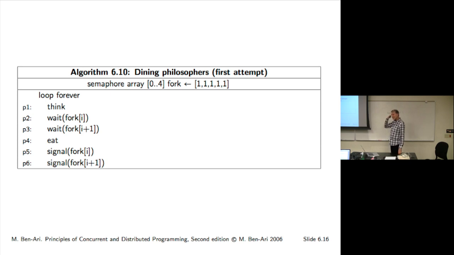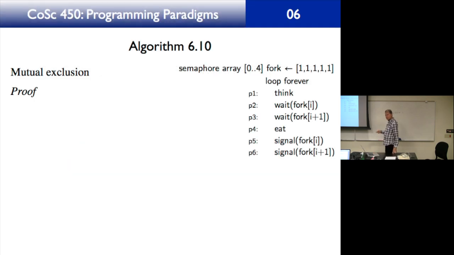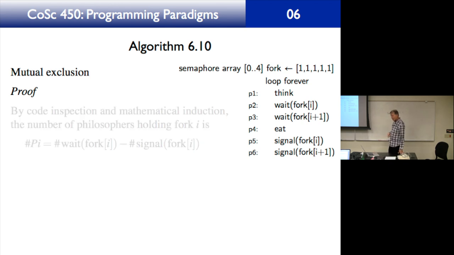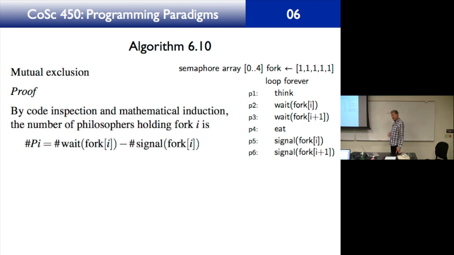I think so. Yeah. You've got to think this stuff through to see those. That's good thinking; I like your thinking. This is the way you have to analyze this stuff. Okay, actually, we can prove that we have mutual exclusion. Now, watch this. This is really slick. By code inspection and mathematical induction, the number of philosophers holding fork I is, how many philosophers are holding fork I?